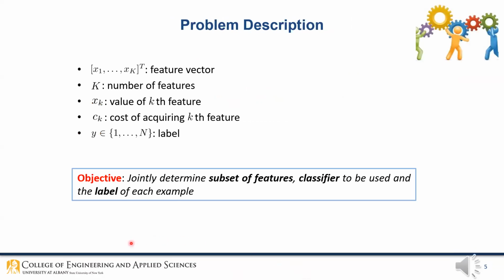Now I'm going to describe our problem with specific parameters. We consider a feature vector as shown here with K number of features. Xk is the value of the kth feature, and y is the label. Ck denotes the cost of acquiring the kth feature. The objective is to jointly determine the subset of features, the classifier to be used, and the label of each example.